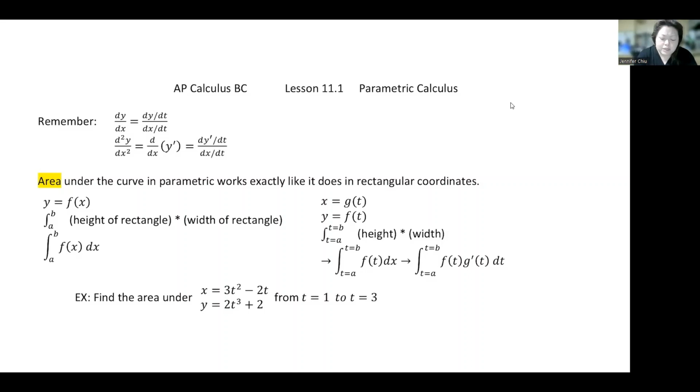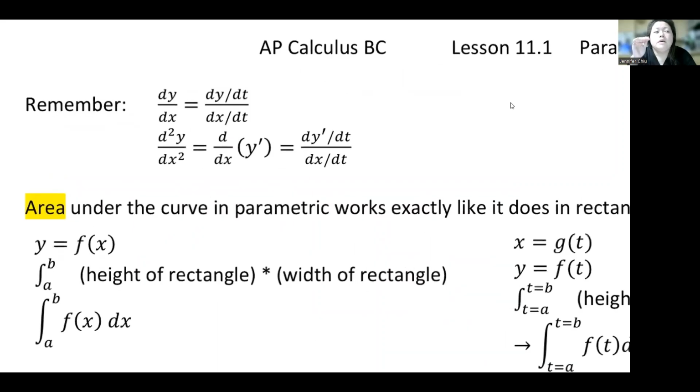All right, so here it reminds you of the derivative of a parametric equation. You take the separate parts of the parametric equation, take their derivatives, and then you divide dy over dt by dx over dt. That will give you the derivative dy over dx. For the second derivative, it's a little bit more convoluted. You actually have to take the derivative of this previous derivative, and then take that divided by the original dx over dt, and that will give you your second derivative, okay?